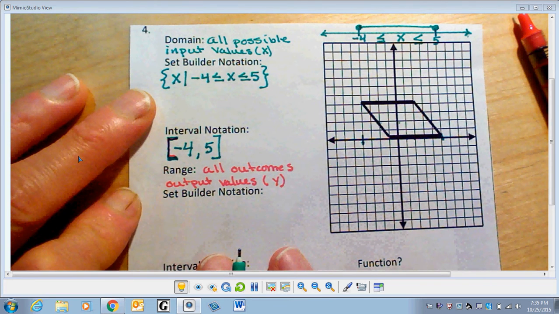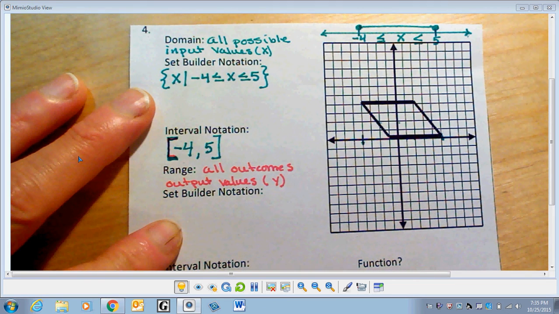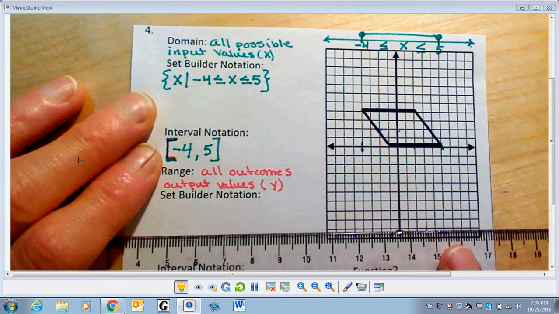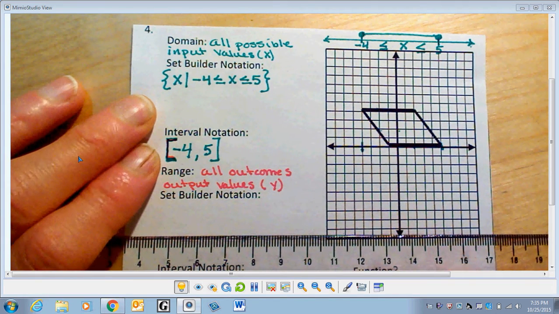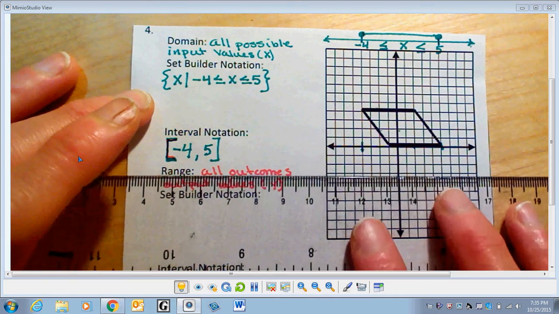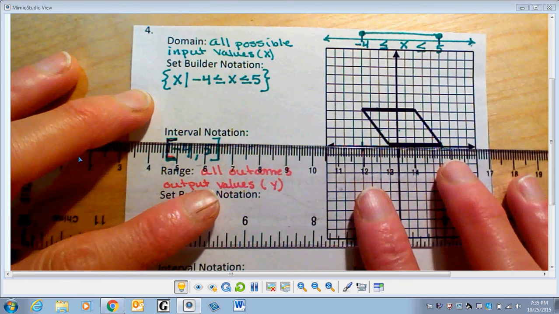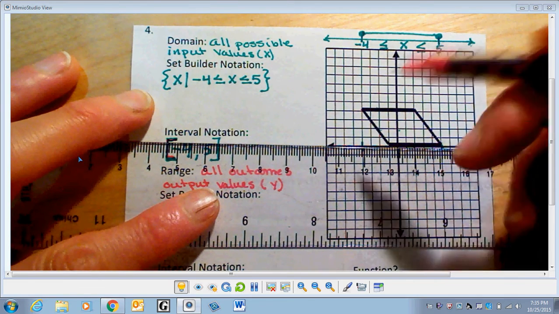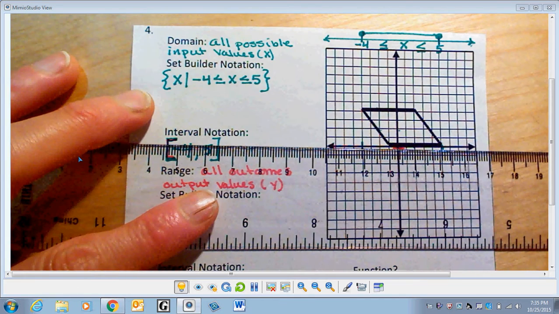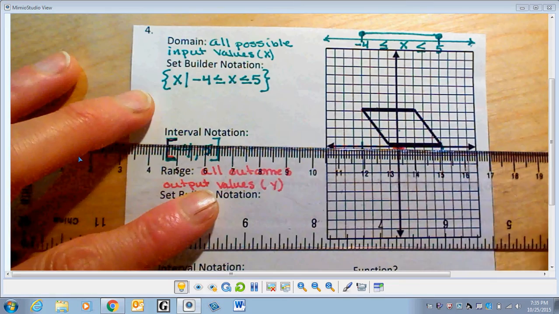Now let's look at our output values, or our y. Again, we're going to hold our ruler such that it's always touching the y-axis. I always start at the lowest point. As I'm going along, I'm not touching that relation at all until I get right to here. Once I get right to there, that's the beginning of my y. What's the value of y right there? Well, the value of y right here is 0.